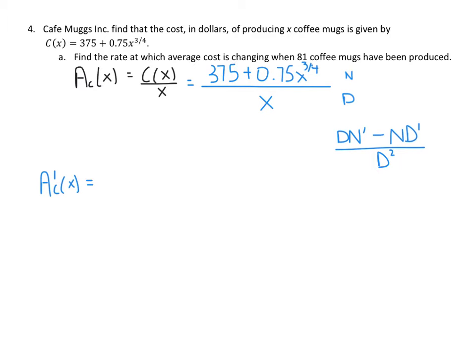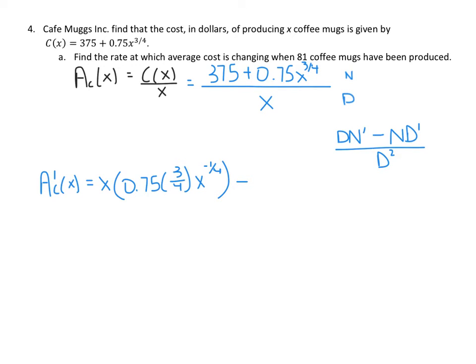So we're going to start out with the denominator, which is x, times the derivative of the numerator. So now we're going to take the derivative of the numerator. Derivative of the constant 375 is just 0. Moving on to the next term, we bring the exponent down in front. So we have 0.75 times 3/4 x, and now subtract 1 from the exponent. 3/4 minus 1 is going to leave us with a negative 1/4 in the exponent. So that is the derivative of the numerator.